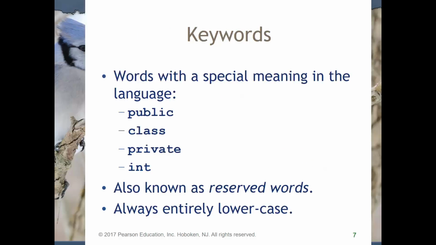Words with special meaning in the language, in other words, what are typically called reserved words, are public, class, private, int. There's many more of these. If you go through the book, you'll see a list of them. If you Google it, you'll see a list of them. Java has dozens of words that you cannot use in your normal programming. That's all a reserved word. Java typically does everything in lowercase except for the name of the class, and if you have variables or methods with multiple words, the second word is typically capitalized onward.